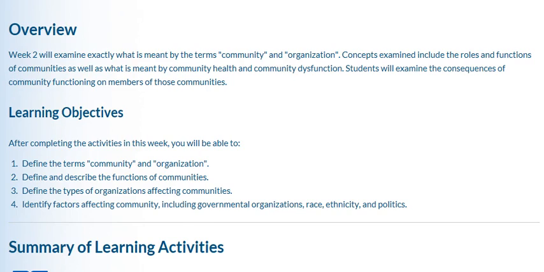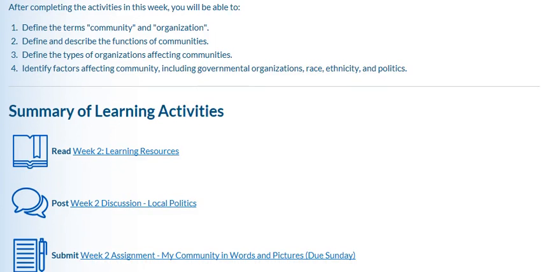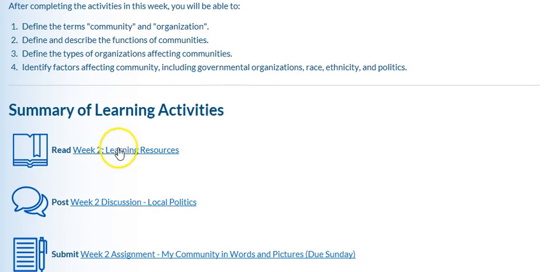So for week 2, the learning objectives are as follows: to define the terms community and organization, to define and describe the functions of communities, to define the types of organizations affecting communities, and to identify factors affecting community, including governmental organizations, race, ethnicity, and politics. So let's look at the learning resources and the activities for this week.